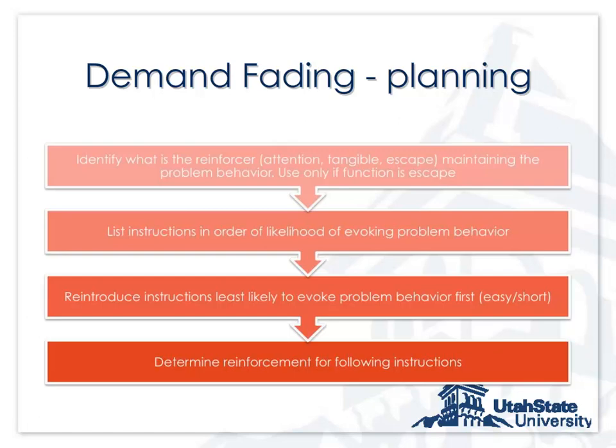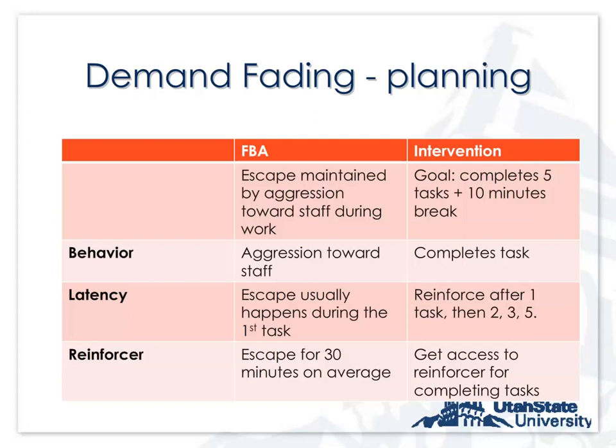To implement demand fading successfully, you will need to first identify what reinforcer is maintaining the problem behavior. If escape is the function, you will need to determine how instructions will be reintroduced and how compliance with demands will be reinforced. Here is an example of a demand fading procedure implemented for aggressive behavior towards staff that is maintained by escape during work. It consists of removing all demands at first, and then gradually reintroducing instructions. Initially, the schedule of reinforcement should be dense for completing one of the tasks. Gradually increase the work requirement, and that should be done until a reasonable work-break ratio is reached.